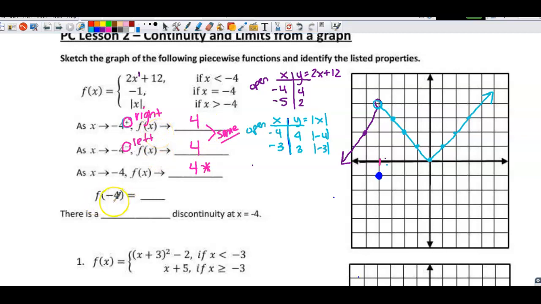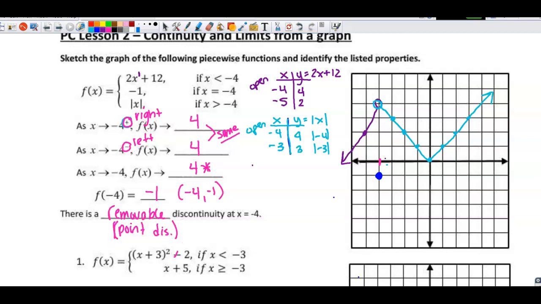Now, what really is the value at x equals -4? At x equals -4, we have a blue dot here at -1. That means the ordered pair (-4, -1) is on the graph, but the limit as I'm approaching -4 is 4. So as you're approaching -4 from either side, the y value is 4. This is called a removable discontinuity, or we call it a point discontinuity.